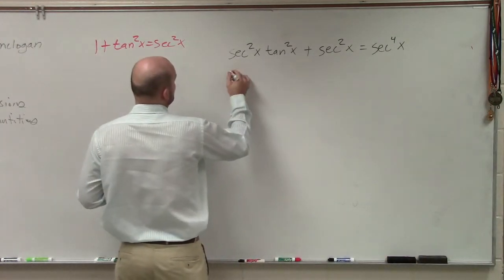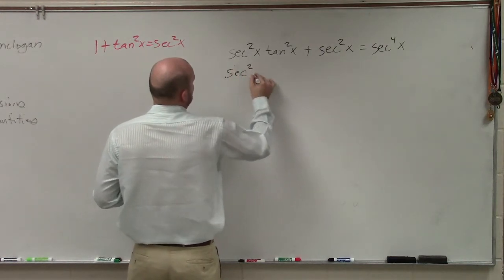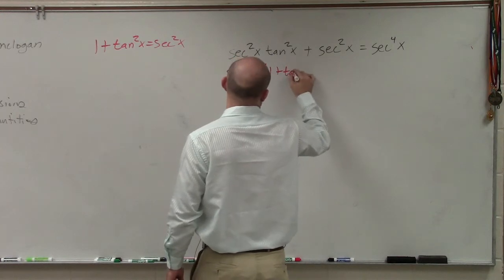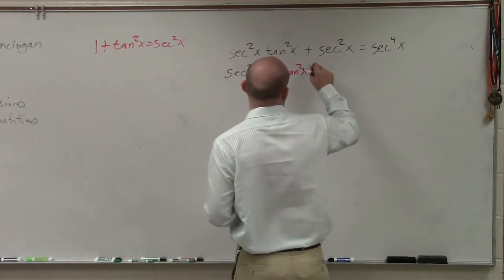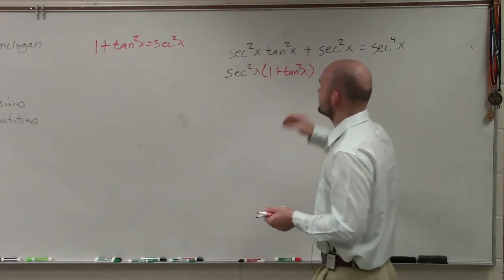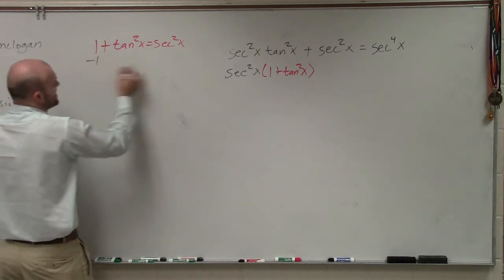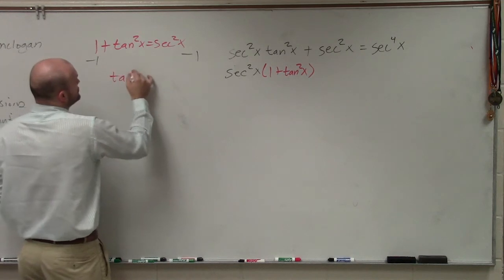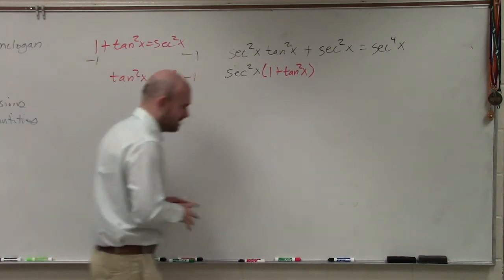So therefore, I have secant squared of x times 1 plus tangent squared of x. Sorry. Tangent, I didn't finish that. Subtract 1. There you go. So now we have tangent squared of x equals secant squared of x minus 1. Sorry about that.